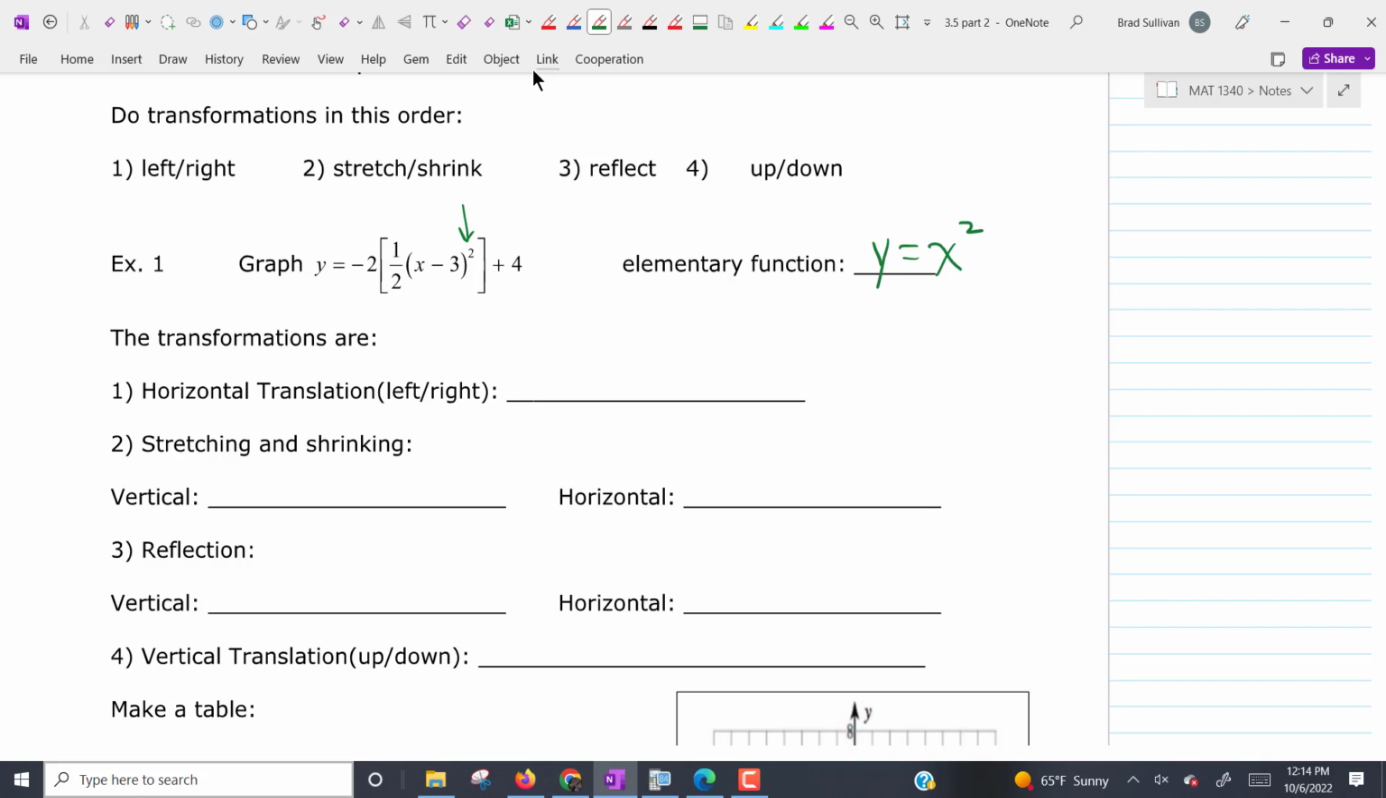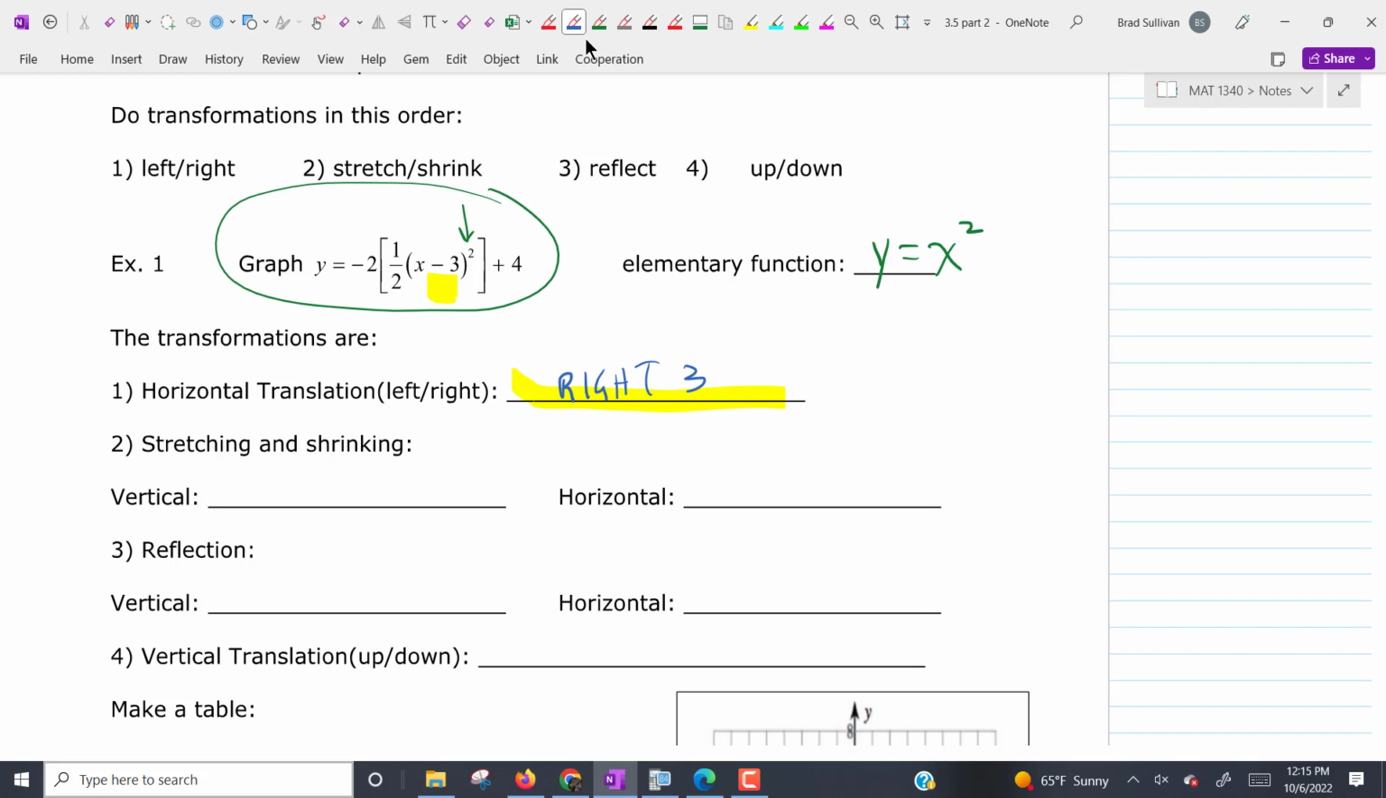Look at the function I gave you. What do you think about left, right? Right 3, good. It's this number right here that's going to cause that to go to the right 3. So you want to write that down. You got to be solid on that. You're going to the right 3.